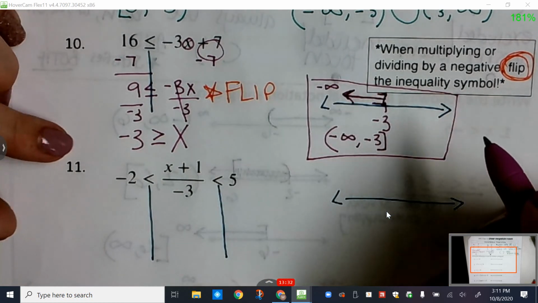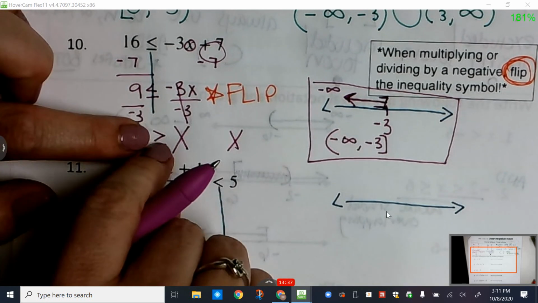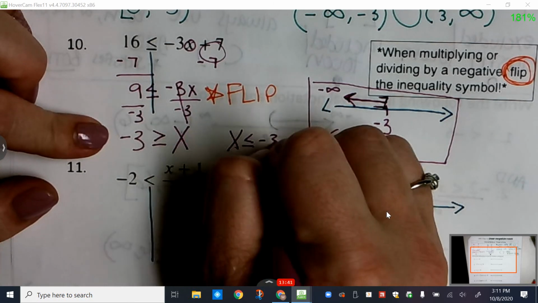Now one thing I do want you to realize, if you like to write it with x first, that's fine. But do you see how your inequality is pointing at x? Well, it still needs to point at x. So when you flip it, you have to flip your inequality as well. Okay?